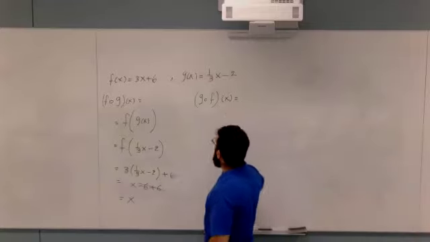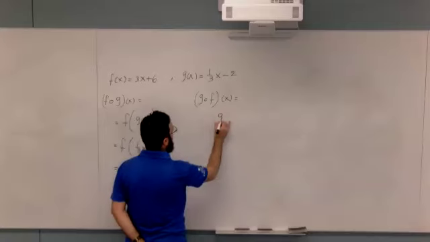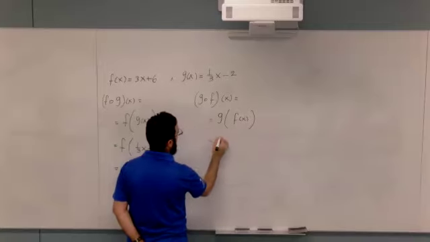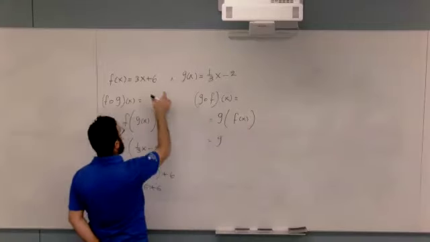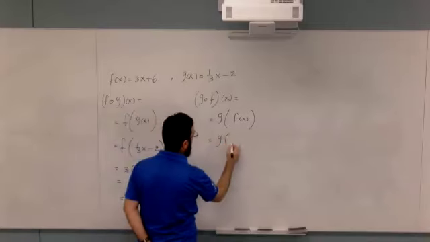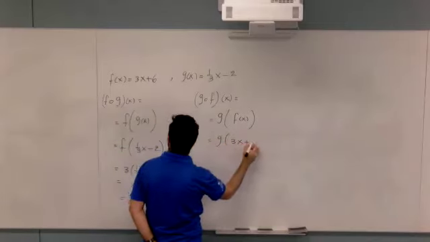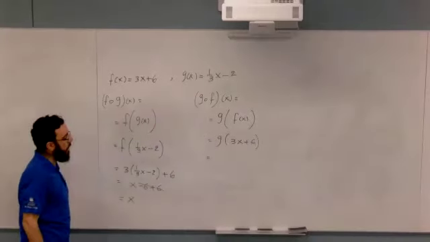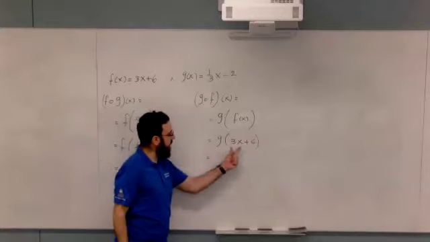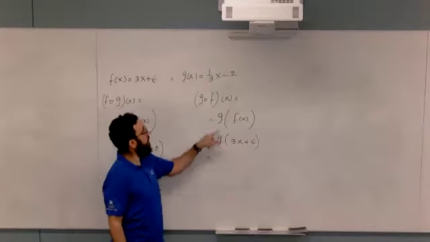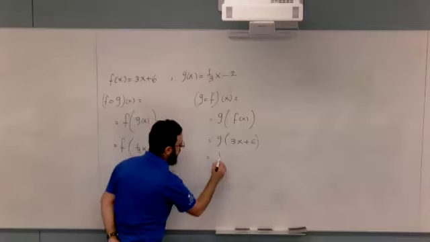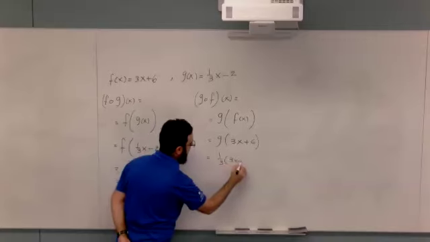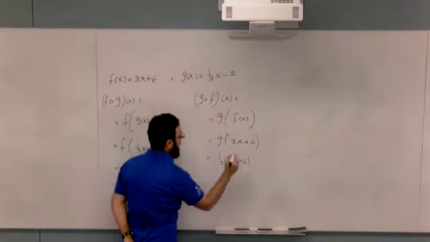Now with the second one, which one is out? P is out, and here is f of x. Here is g. F of x, that means the whole function here, which is 3x plus 6. Is that okay? Now I'm gonna plug in 3x plus 6 where? In the g function. So here, it's going to be 1/3 times the value of 3x plus 6, minus 2.